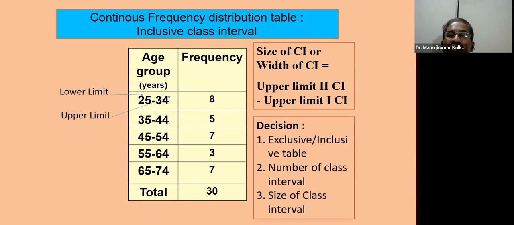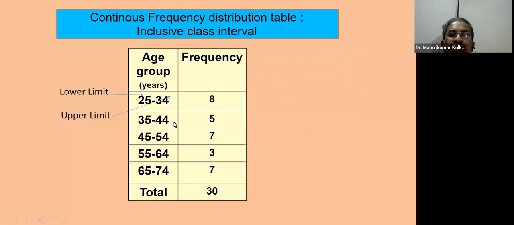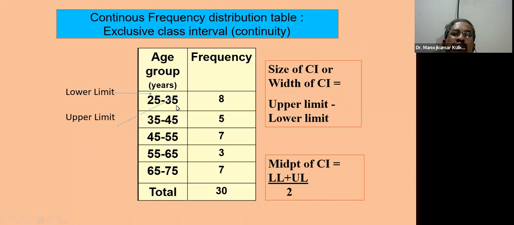Okay, so the frequency distribution table you are seeing is an exclusive class interval. Why is it called exclusive? Because you can see there is continuity: 25 to 35, 35 to 45. Here the upper limit of one class interval is the lower limit of another class interval. There is a continuity between them.